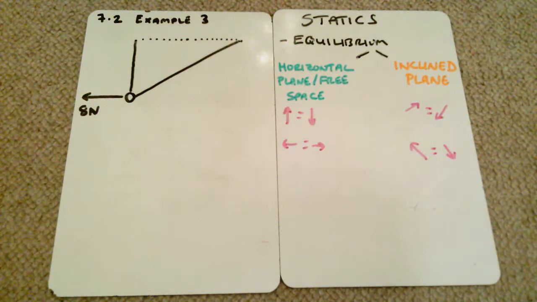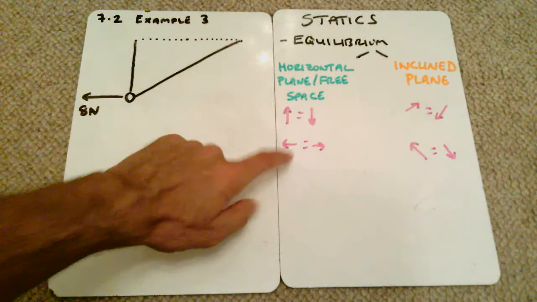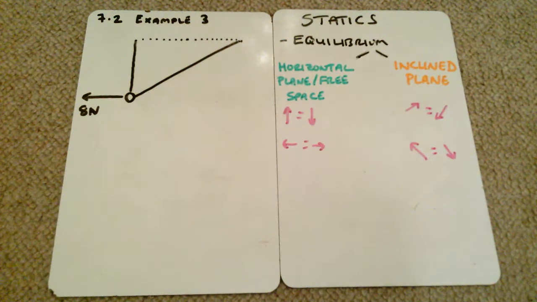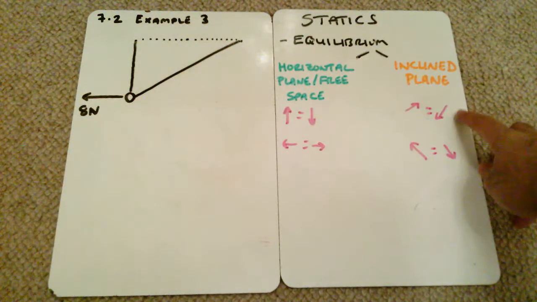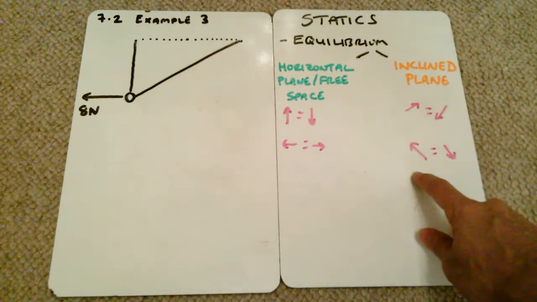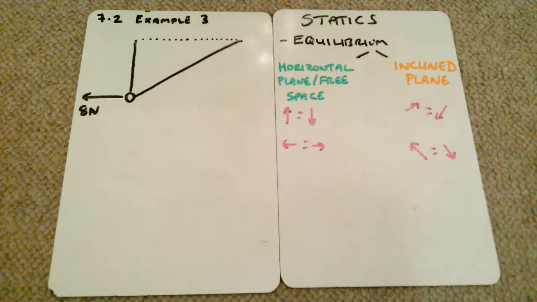examples 3 and 4. Now in our last video we saw that when a system is in equilibrium and we're working with a horizontal plane or a particle in free space, we look at forces up and down and left and right. We say up is equal to down and left is equal to right. Whereas if we're dealing with an inclined plane, we look at the forces that are parallel and perpendicular to the slope. And we say forces up the slope equal forces down the slope, and forces perpendicular into the slope are equal to forces perpendicular out of the slope.